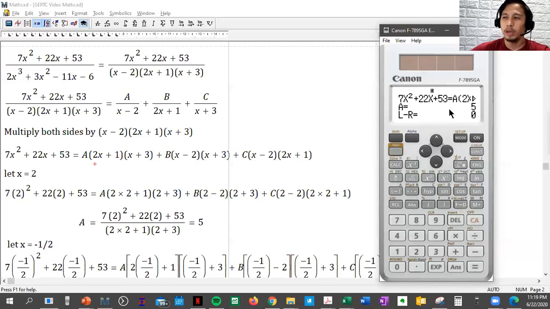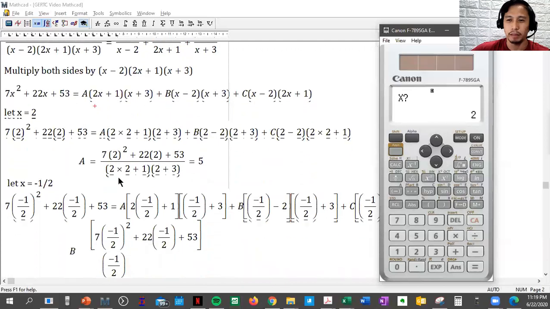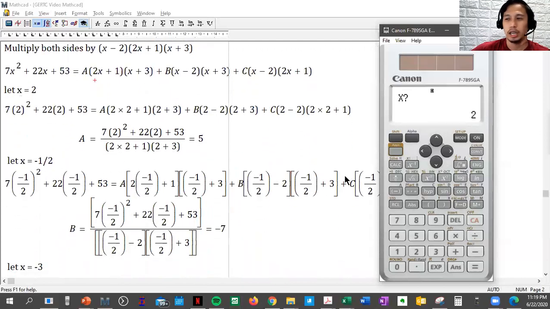If we are to solve for B, we just go back here, press this, delete that, and change that to B. Here, B is what we will calculate. So, shift calc, it asks for X again. What should be the value of X to solve for B? Again, we got B when we made X equal to negative 1/2, and that's also what we will do.